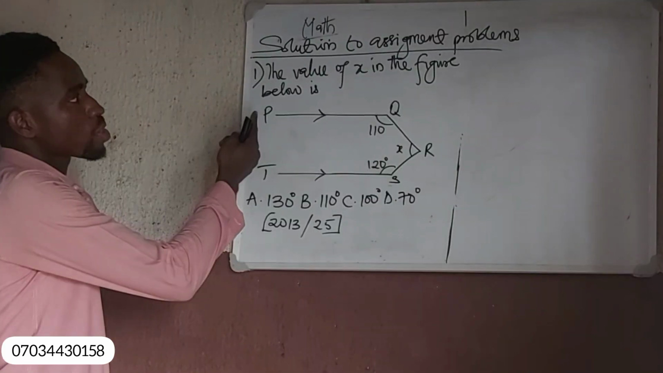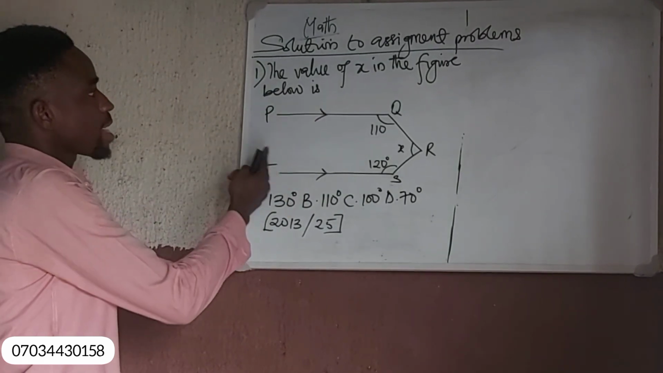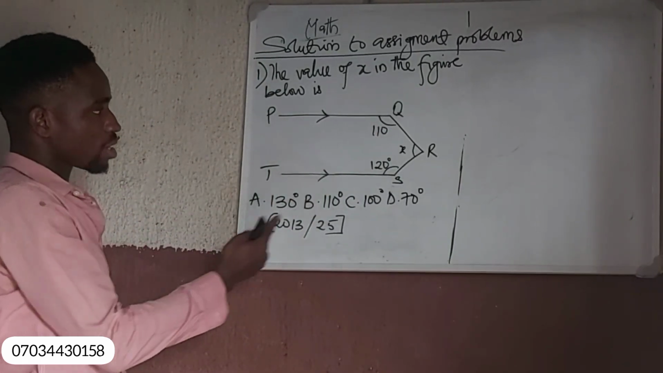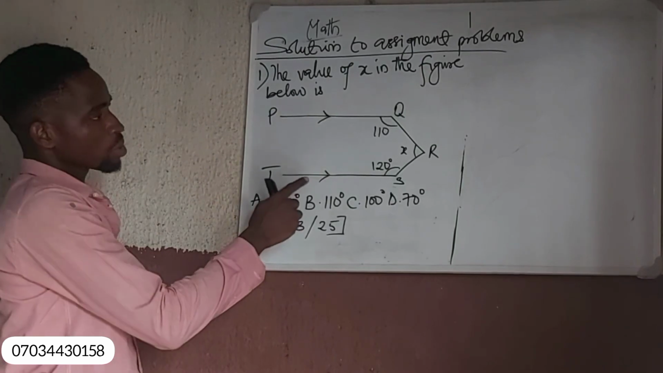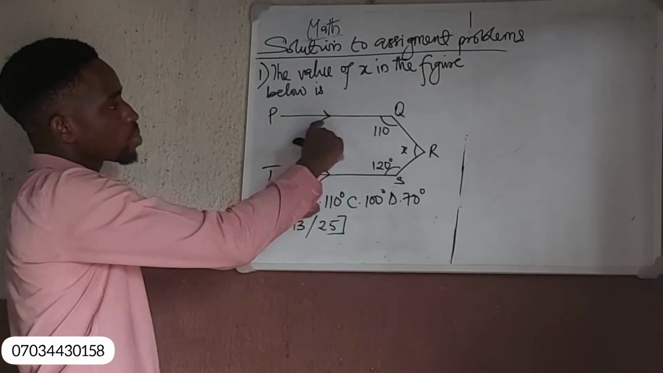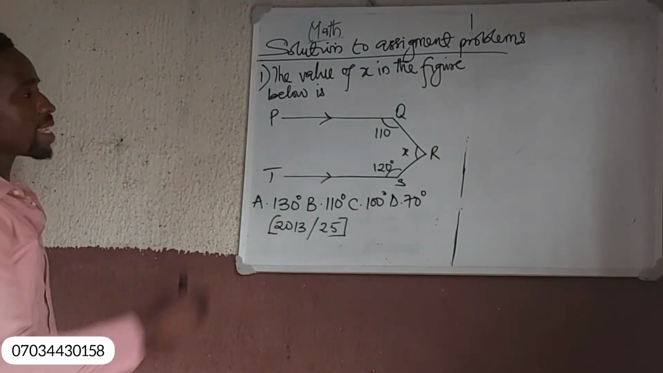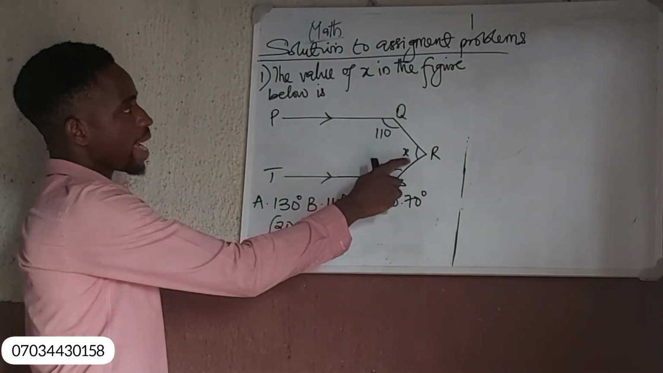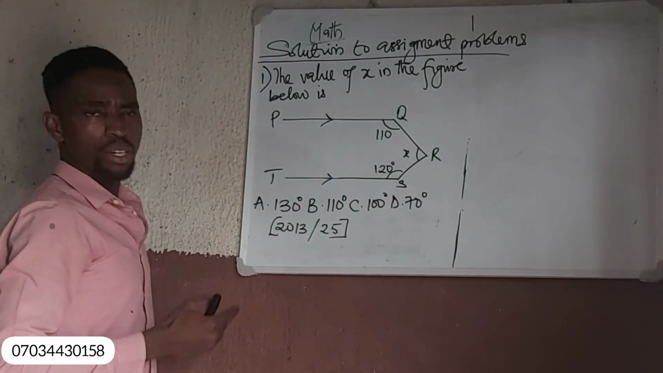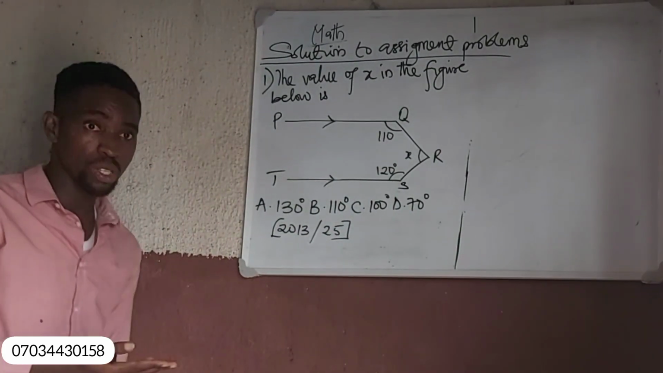This is question 1. We have to find the value of x in the figure, given that all these are represented. These two lines are parallel as indicated, and we are looking for angle x. So how do we find the angle x? There are so many ways to do that.